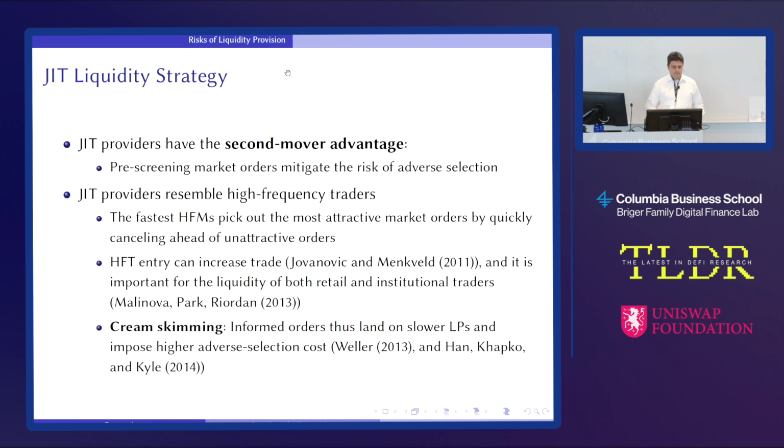And now let's start analyzing whether or not this is beneficial for the market, which is the main question. In principle, at first one might say, okay, maybe it's good because there is more liquidity, or maybe it's not good because perhaps this liquidity is only consumed by the just-in-time liquidity provider. To study this question, we have to create a model.